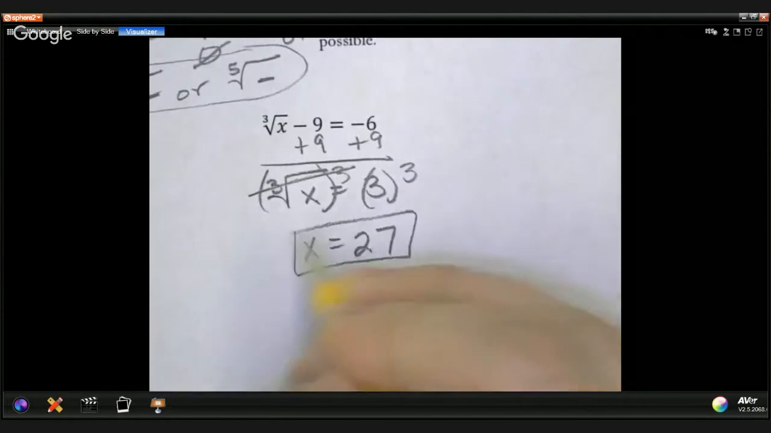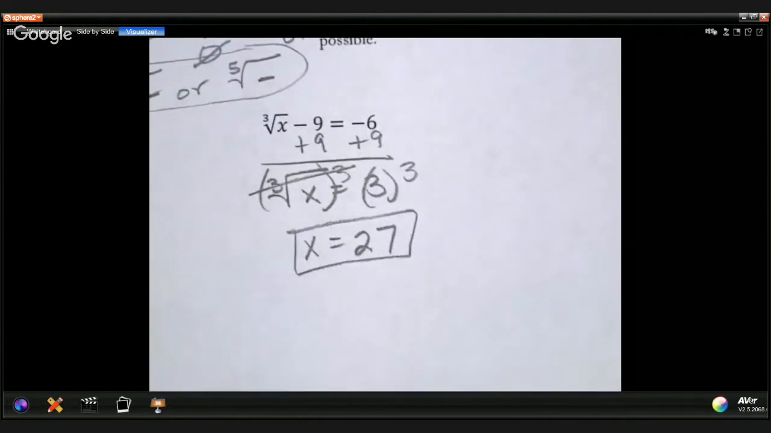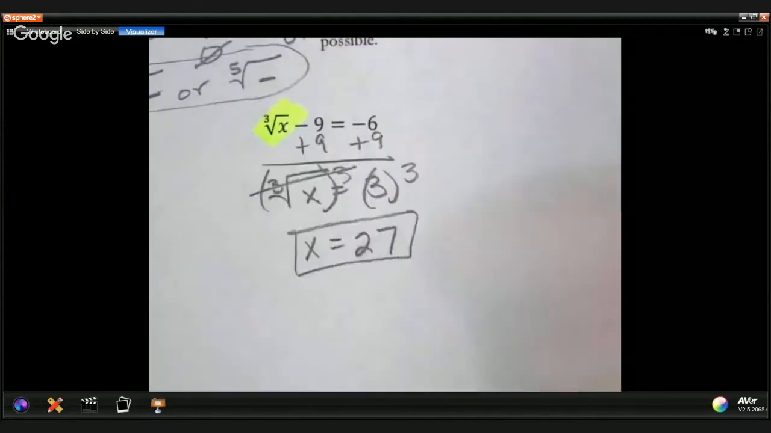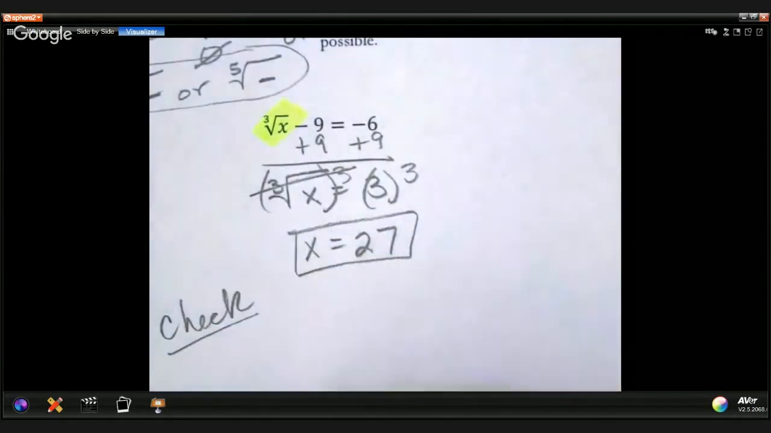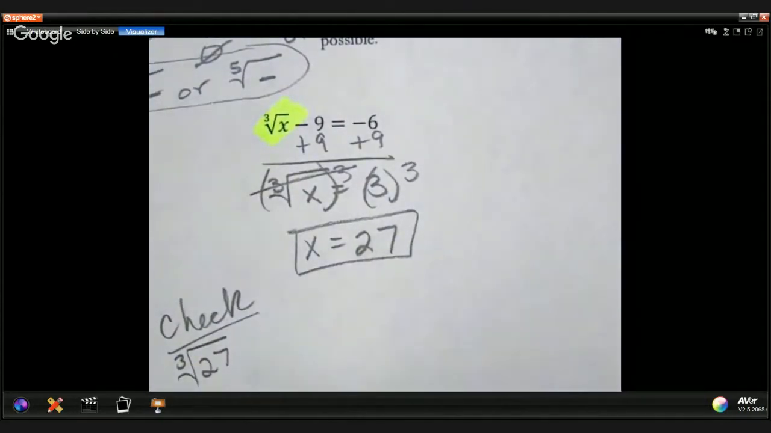Now that looks like my answer, but I want to check it. Really, the only place that we have to check it is to make sure it works in the radical. So to check it, I'm going to plug in 27 here. I can take the third root of a positive number, so that works. So the answer is 27, and 27 is actually a number that works.